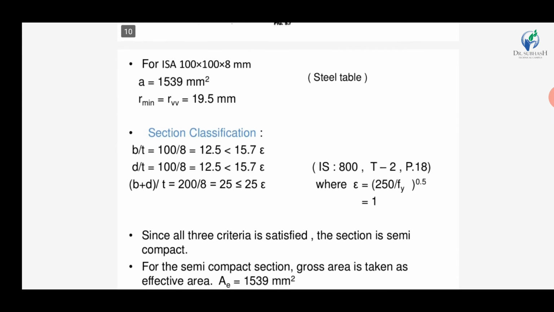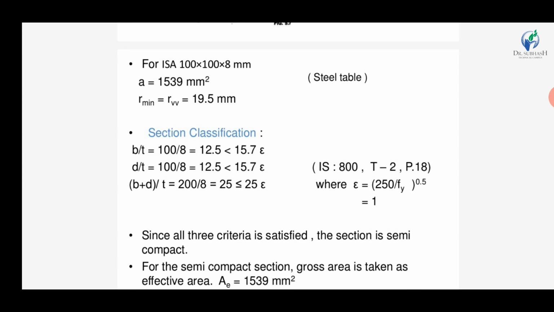Now open IS 800 table number 2, page number 18. In that we find out the section classification. How can we find out the section classification? We need three ratios. The first one is B by T, the width of leg and thickness of angle. Then D by T, the other width of leg and again the thickness of angle. And the third one is B plus D divided by T.